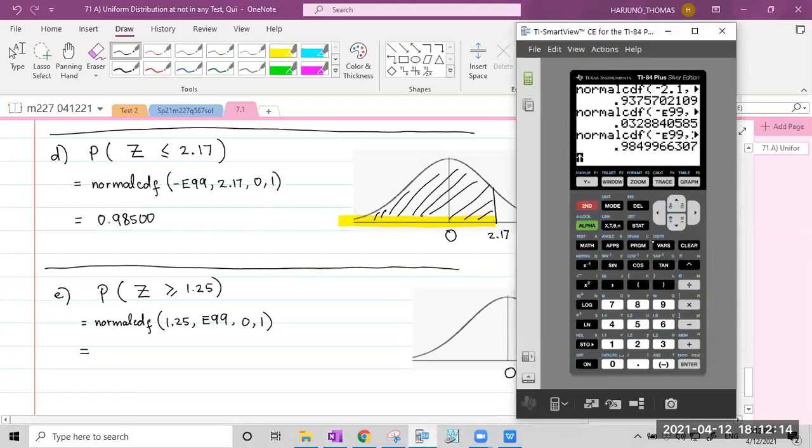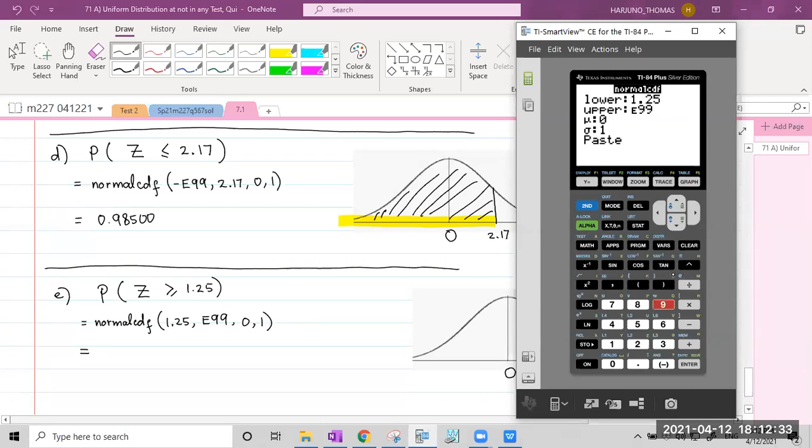That will be second distribution. Then you go to option two, normal CDF. Lower bound, 1.25. Upper bound, E99.